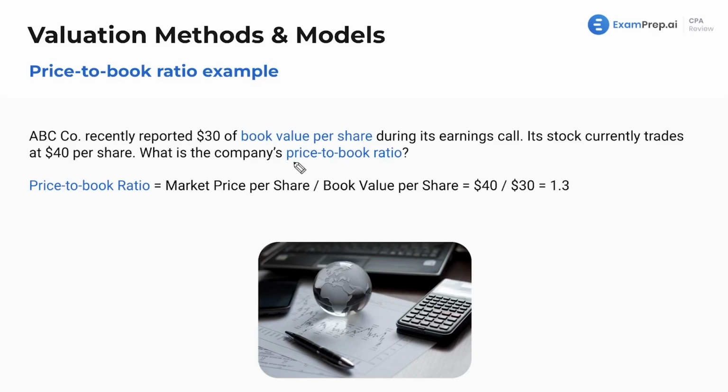What is the company's price to book ratio? Price it's currently trading for in the market divided by the book value per share. So we get our price to book ratio of 1.3. That's our market price per share of $40 divided by $30 book value per share. It's the metric of our premium that we are paying for this company.